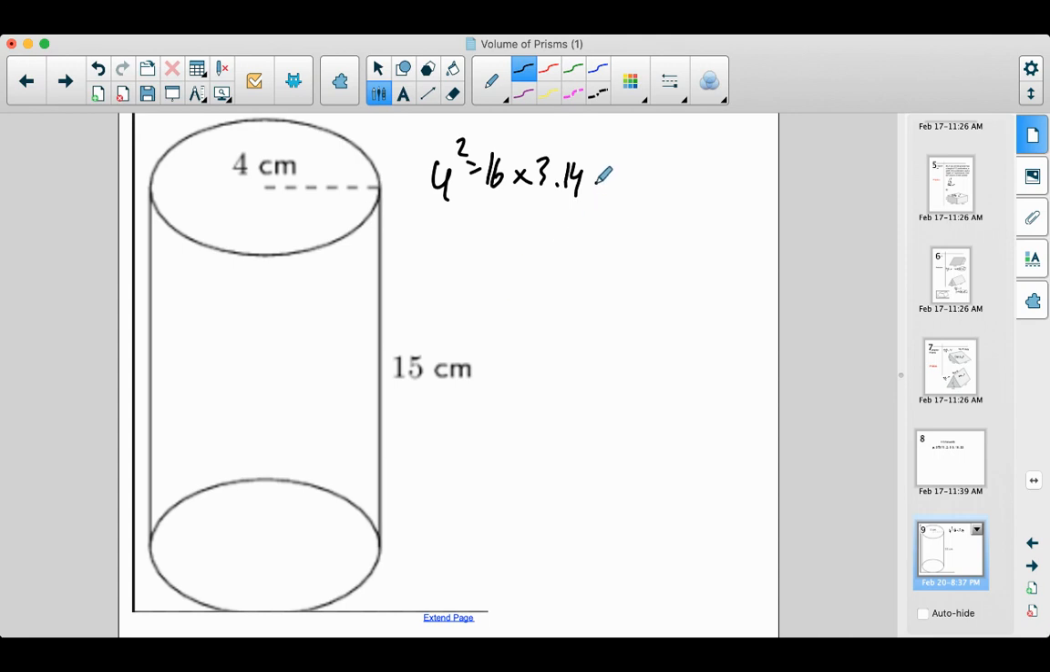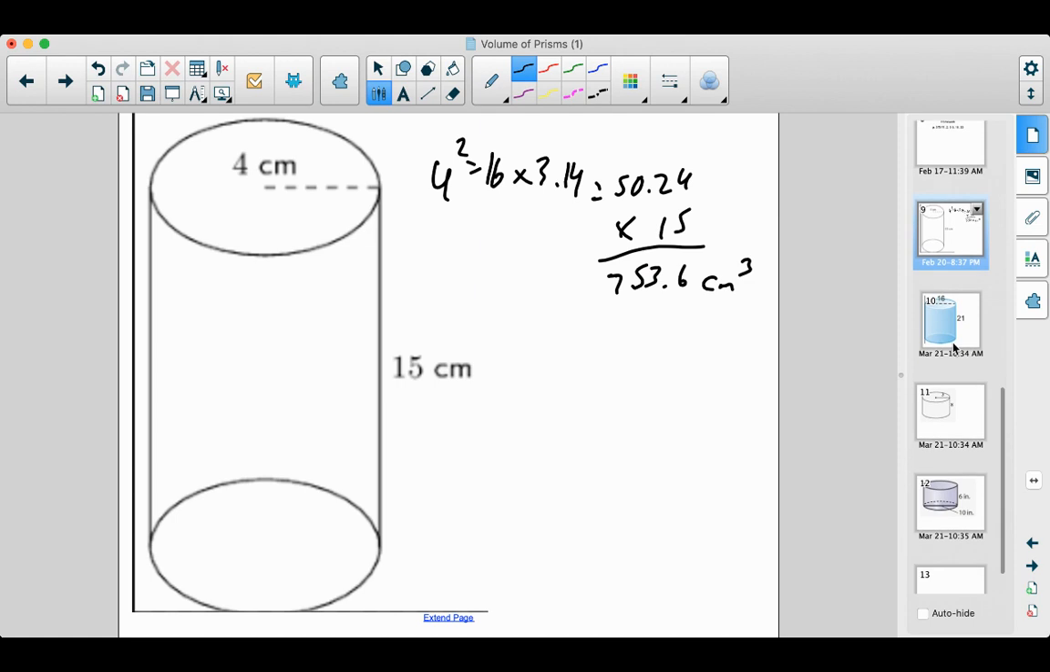All right, there's the area of the circle. I don't have to double it. Again, I'm not finding the surface area this time. Volume is just the area of the base times the height. So the area of the base is 50.24. Multiply that by the height, which is 15. And I get 753.6. It's in centimeters, so centimeters cubed is my volume.